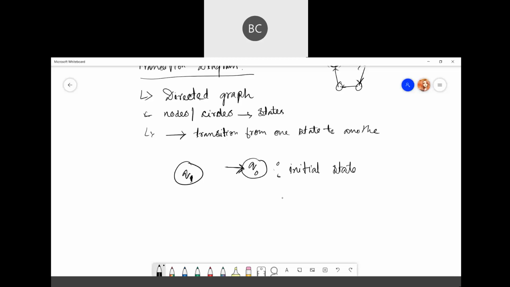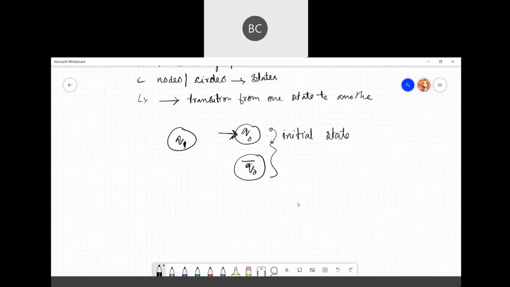In some places, you also might see it like Q0 bar. In some places they show it, but the more generic way is to show it with a circle and the arrow. This is the initial state or the start state. Then we have the final state. Final state we represent, for example, Qn is your final state. We represent it with the help of a double circle. This is your final state.